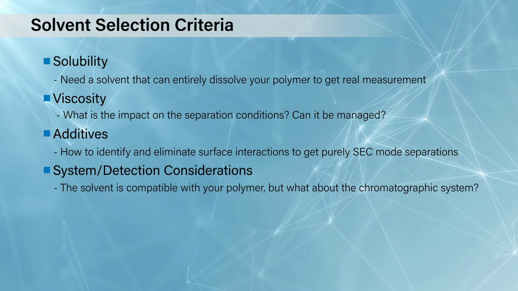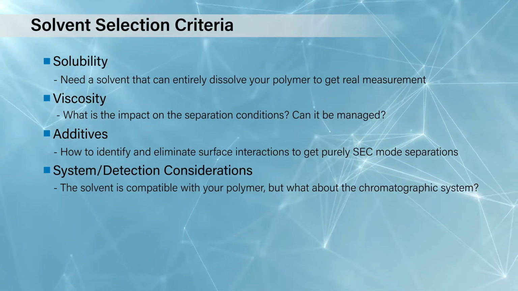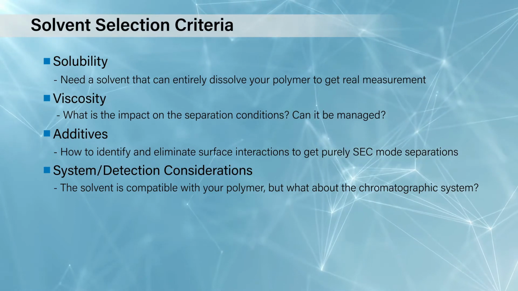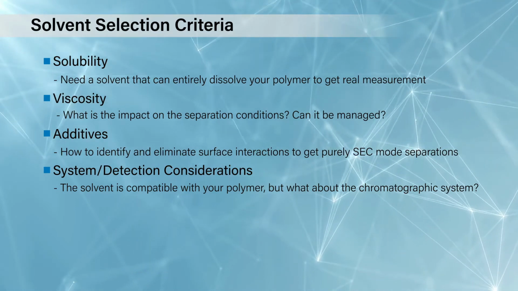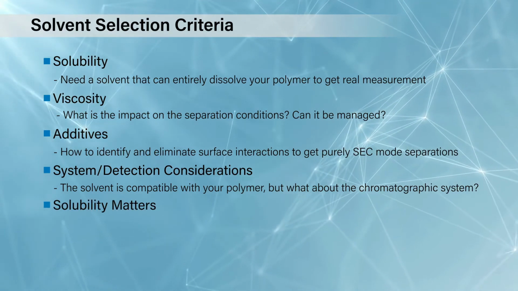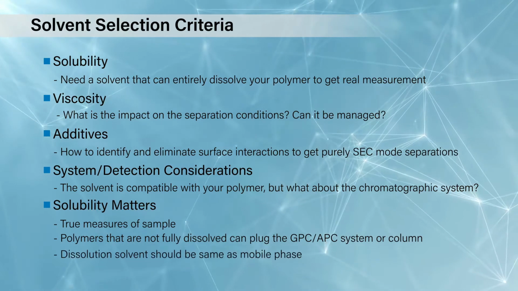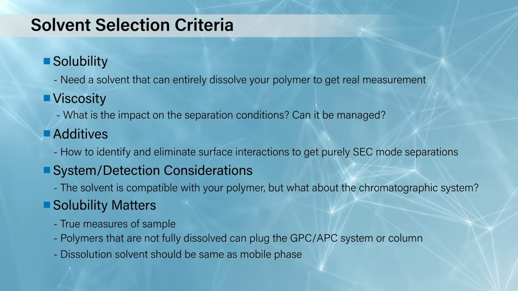Any kind of system considerations, so making sure that obviously the solvent's compatible with your system as well as your polymer. And it's worth re-emphasizing that solubility matters. You need the true measure of your sample. So in many cases you'll see that you don't have a full solution, so you're either going to have to filter out some material which is actually part of your sample, or you're going to possibly put that into your system and maybe create a blockage.